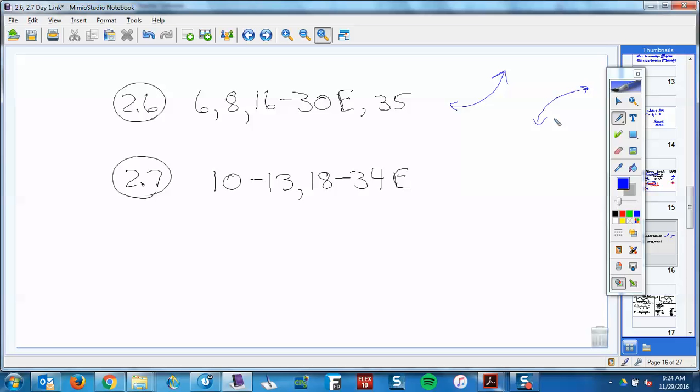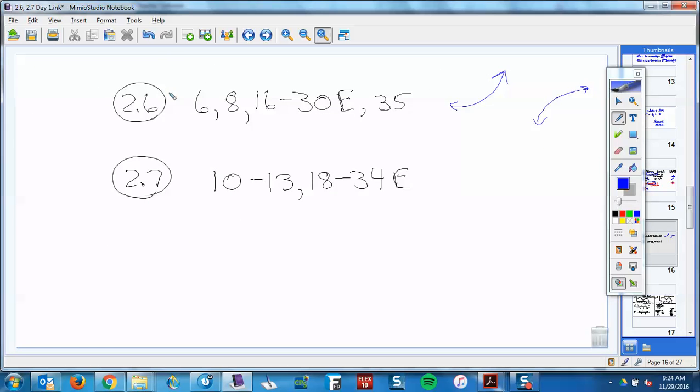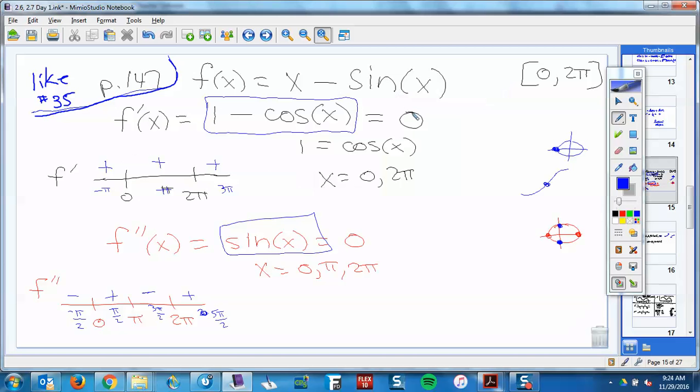So, hey, I misspoke when I said this, right? Well, I didn't really misspeak. I said this is like number 35 on page 147, which it definitely is. But the number 35 you're doing is not the one on page 147. The 35 you're doing is in section 2.6. The 35 we did is in this section. That's okay. That's the one I wanted to do. I still wanted you to see this, right?